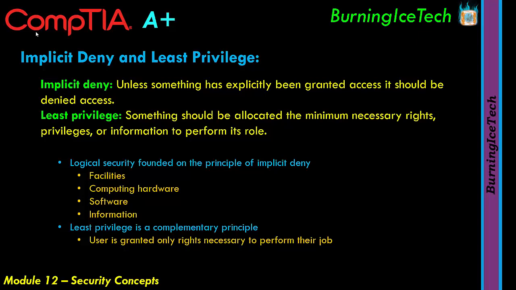Moving on to least privilege, that means you never give something or someone more privilege or permissions than what they need, also known as rights. So it says something should be allocated the minimum necessary rights, privileges, or information to perform its role. So if you have someone in your company that's working for you or along with you, you're not going to give that someone more privilege than what they need to be able to do their task. It doesn't matter even if they are in IT. So even most IT people will not have more privilege than what they need to do their tasks.